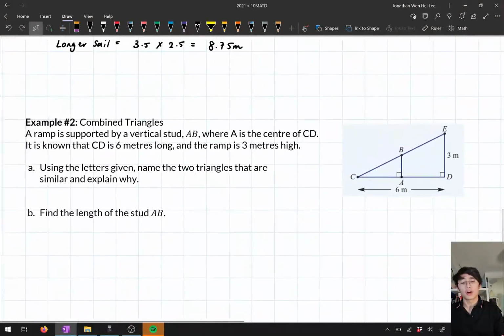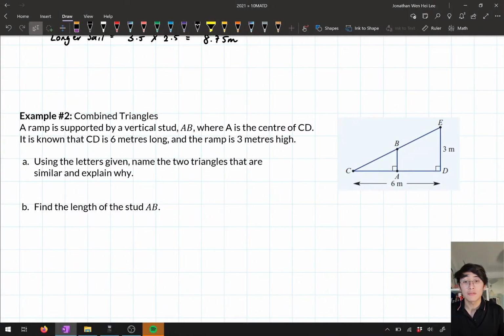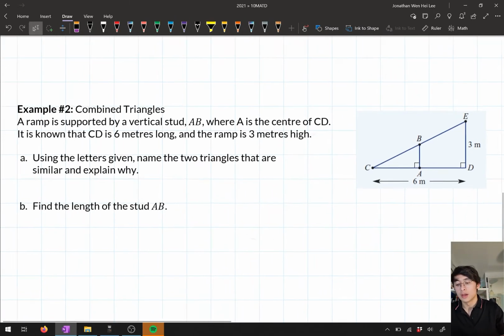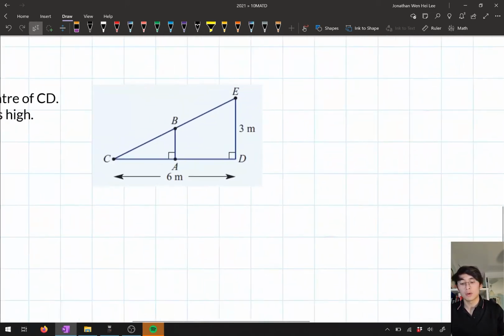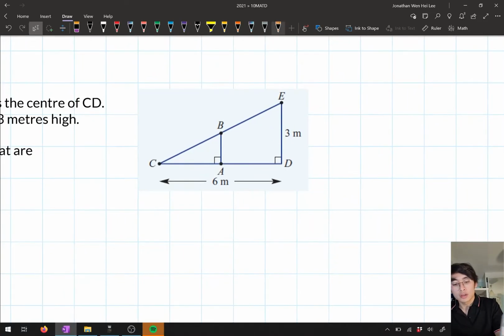Now this is where we've got a few combined triangles. So here we've actually got a diagram where we've got two triangles inside the same one triangle. So let's have a read of the question. A ramp is supported by a vertical stud, AB, where A is a center of CD. It is known that CD is 6 meters long and the ramp is 3 meters high. So if you have a look here, what we're imagining is along this length here, this is a ramp. So here we've got a ramp.